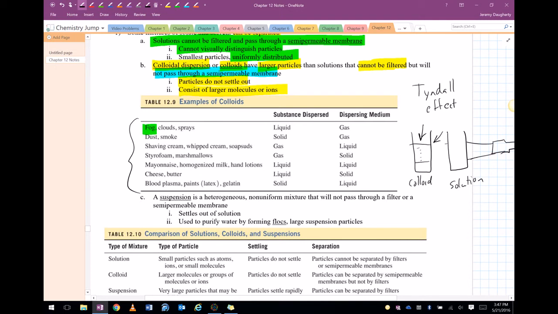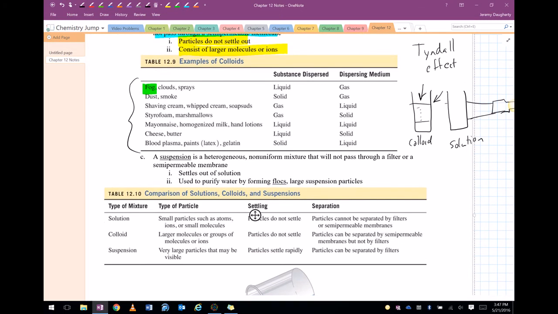And then finally, the largest type of mixture of solute and solvent is a suspension. So this is heterogeneous, it's non-uniform. You can filter it out, and you can use a semi-permeable membrane. It does settle out of solution. So think about muddy water. If I had a jar of muddy water and I shook it, the quote-unquote mud particles would be suspended, but if I wait for a while, that mud will all settle out.